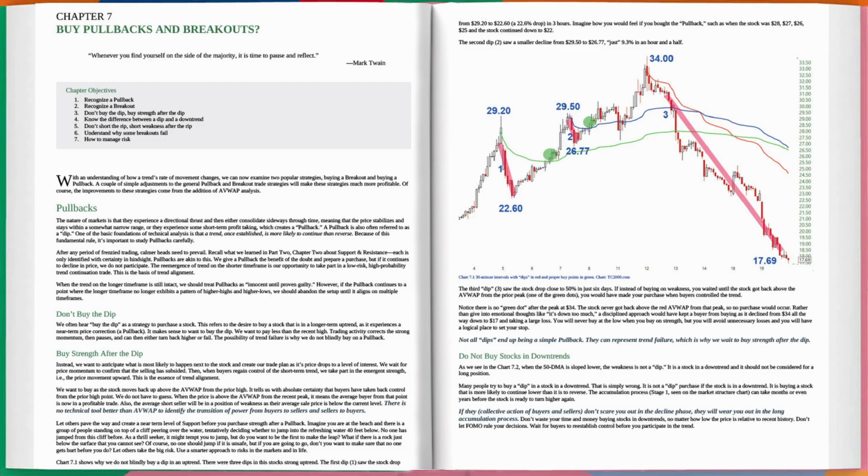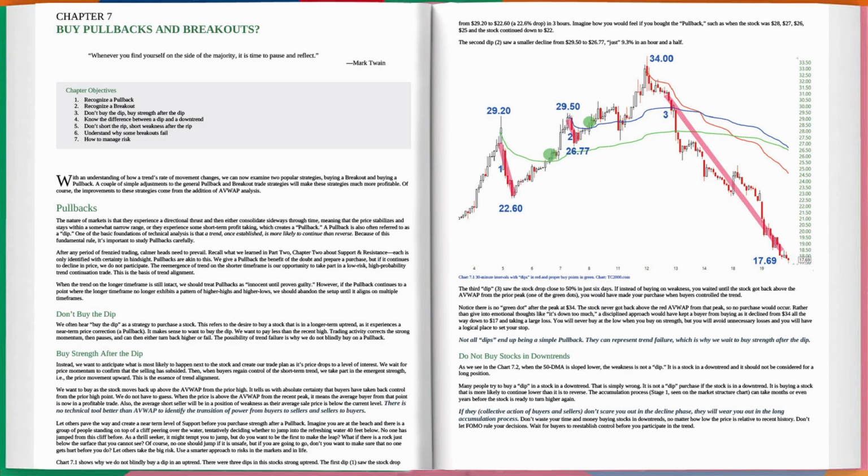Don't buy the dip. We often hear buy the dip as a strategy to purchase a stock. This refers to the desire to buy a stock that is in a longer-term uptrend as it experiences a near-term price correction, a pullback. It makes sense to want to buy the dip. We want to pay less than the recent high. Trading activity corrects the strong momentum, then pauses and can then either turn back higher or fail. The possibility of trend failure is why we do not blindly buy on a pullback.